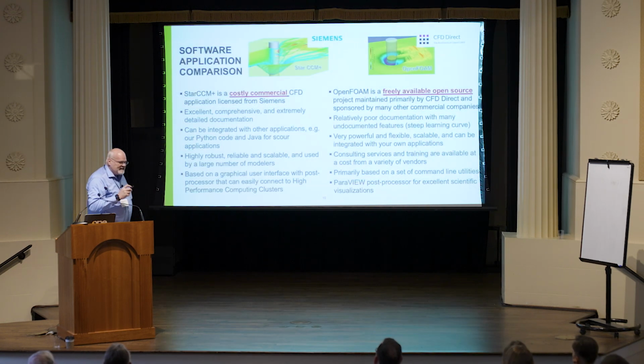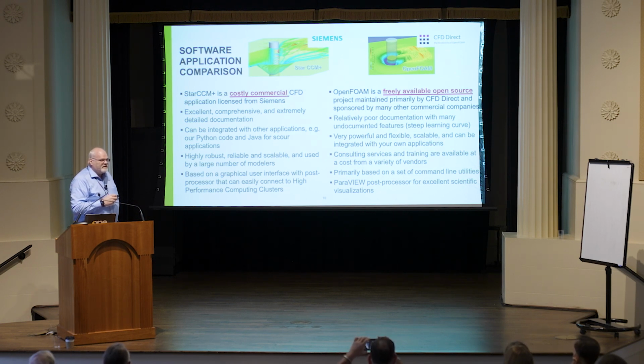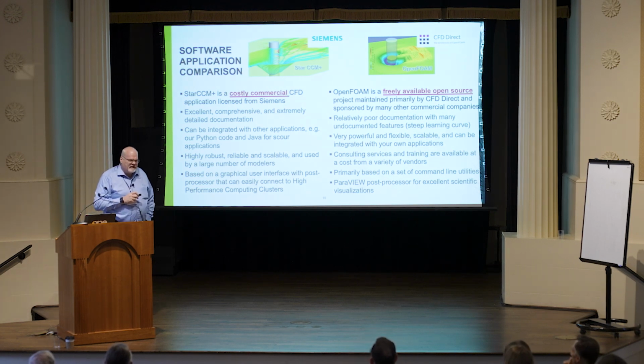So there's another thing, right? We have access to very expensive software. So the Siemens Star CCM Plus software that we use for most of our work, that costs us in the neighborhood of $100,000 in licensing fees a year, just to have a few users work with it, right?